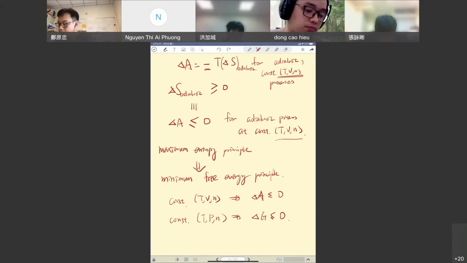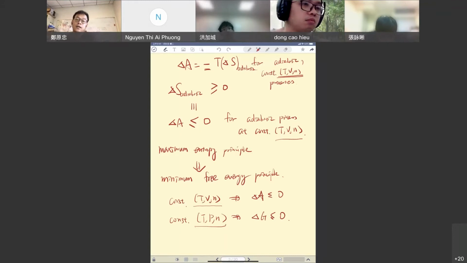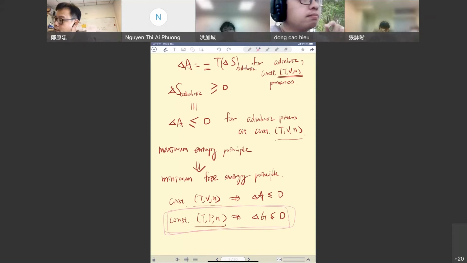So for the second law, instead of using entropy to evaluate the directionality of a reaction or a process, now we can use the suitable free energy at a given condition. A given condition means whether you are at constant TVN or constant TPN. And this became a minimum free energy principle. This delta G is particularly relevant for chemists because many of our chemical reactions are controlled to happen at constant temperature and pressure.